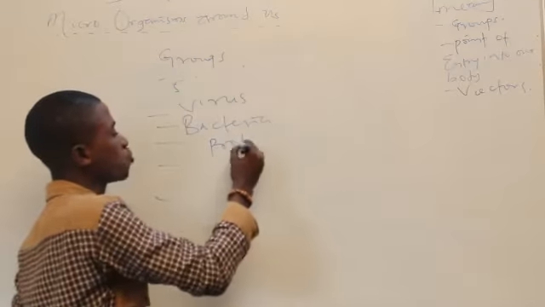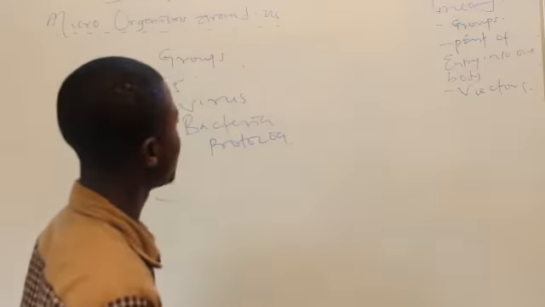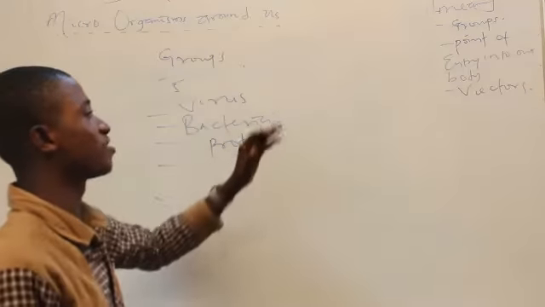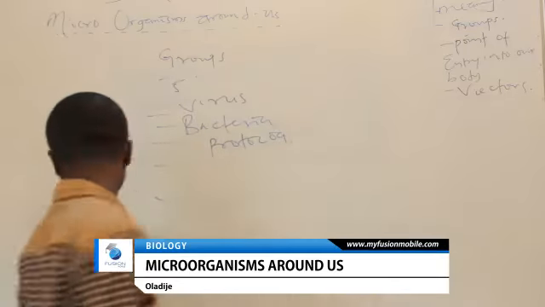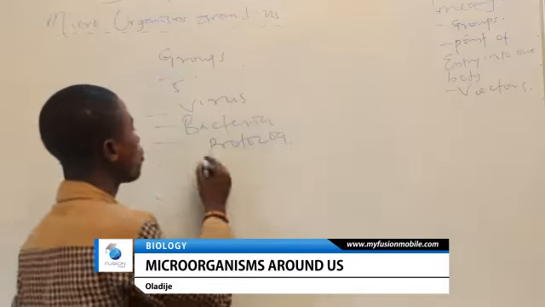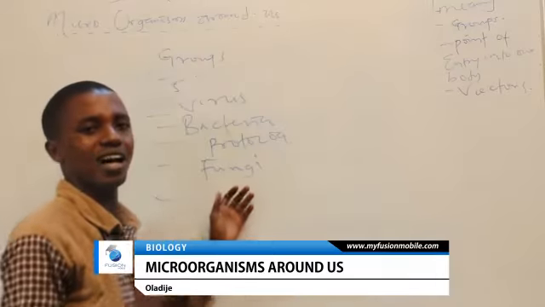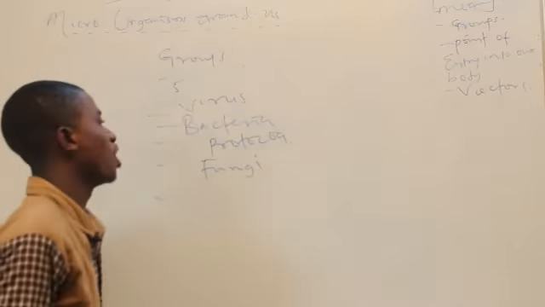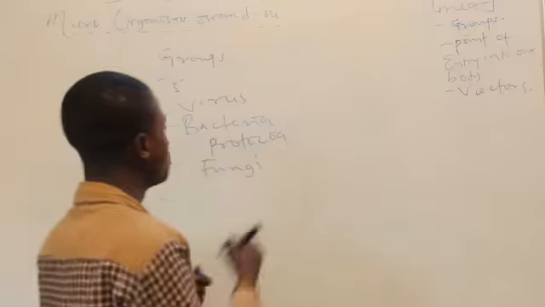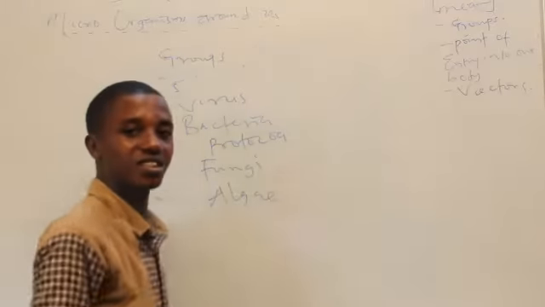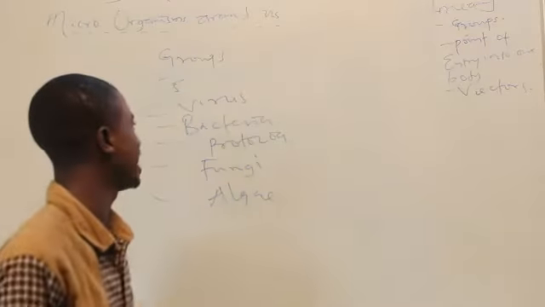Number 3, we have protozoa. Don't forget these groups, they are actually wonderful groups. Virus, bacteria, and protozoa. Now, there are also other groups aside from these 3 groups. We have what we call fungi. I know you've heard of it before, and I think we've talked about it in our previous sessions. The last on the list happens to be algae. So basically we have virus, bacteria, protozoa, fungi, and algae.